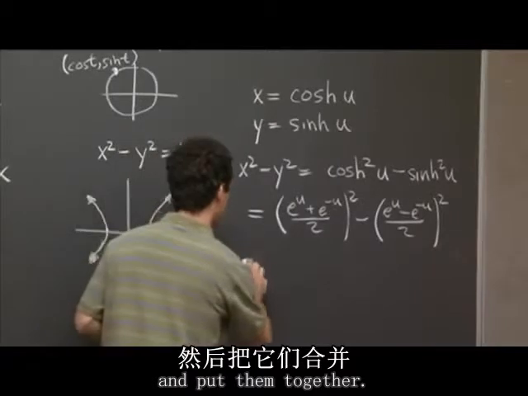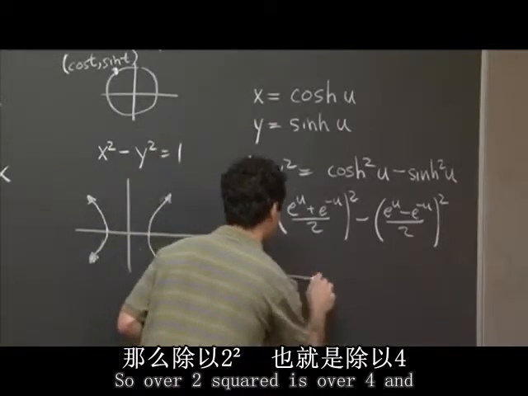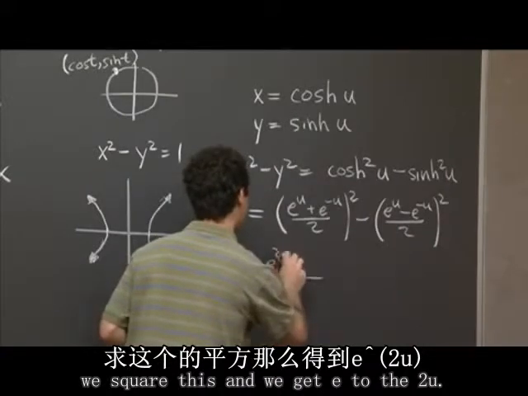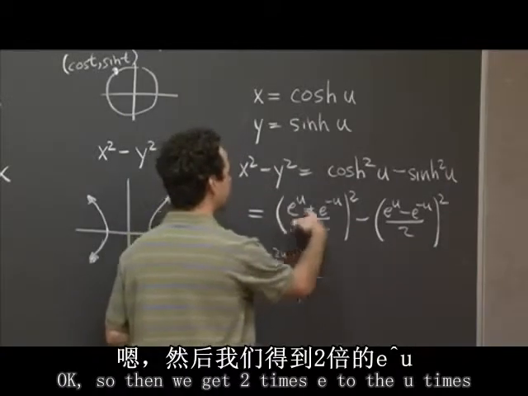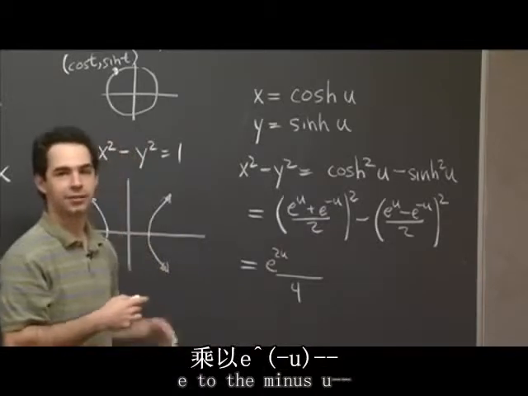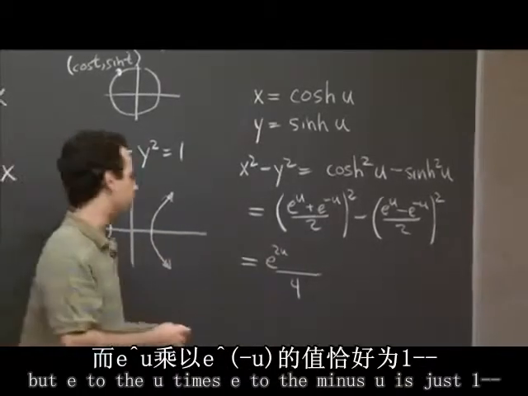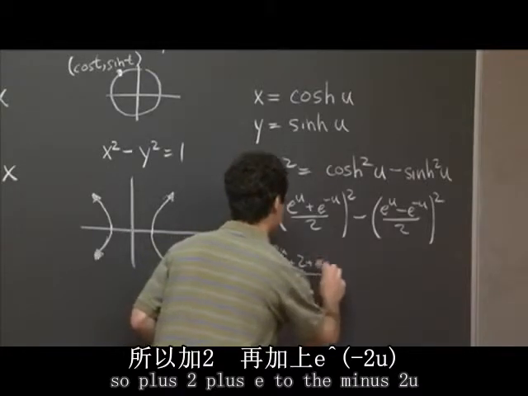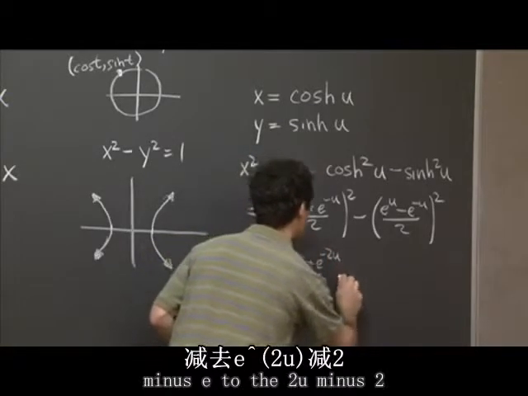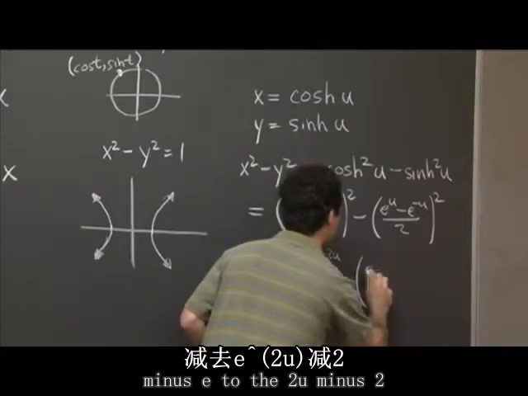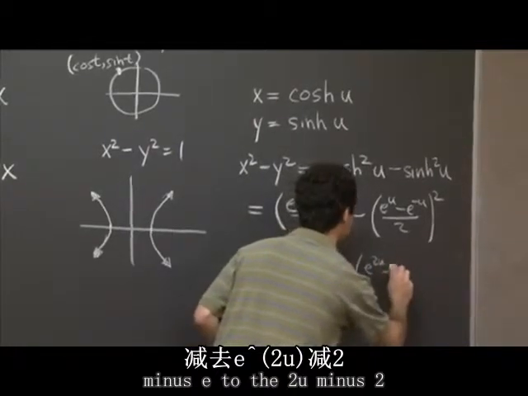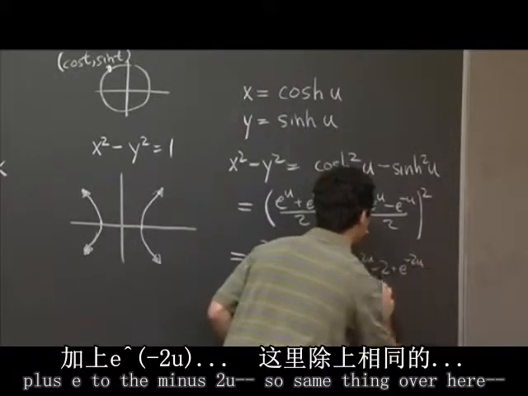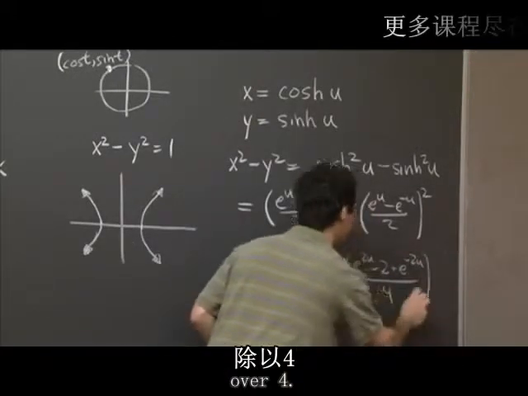So, over 2 squared is over 4, and we square this and we get e to the 2u. Then we get 2 times e to the u times e to the minus u, but e to the u times e to the minus u is just 1. So plus 2 plus e to the minus 2u, minus e to the 2u minus 2 plus e to the minus 2u. So same thing over here, over 4.